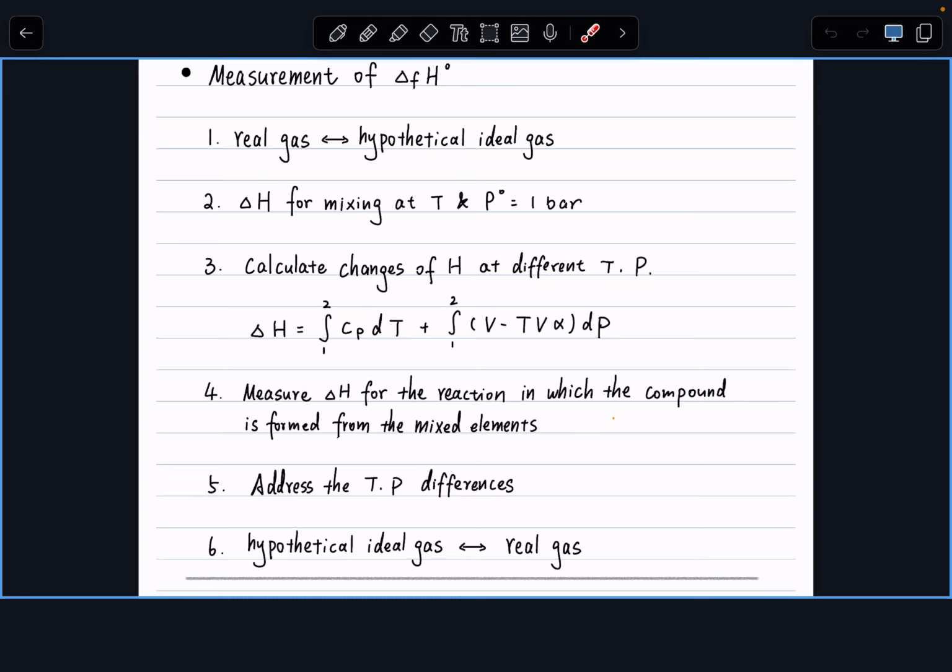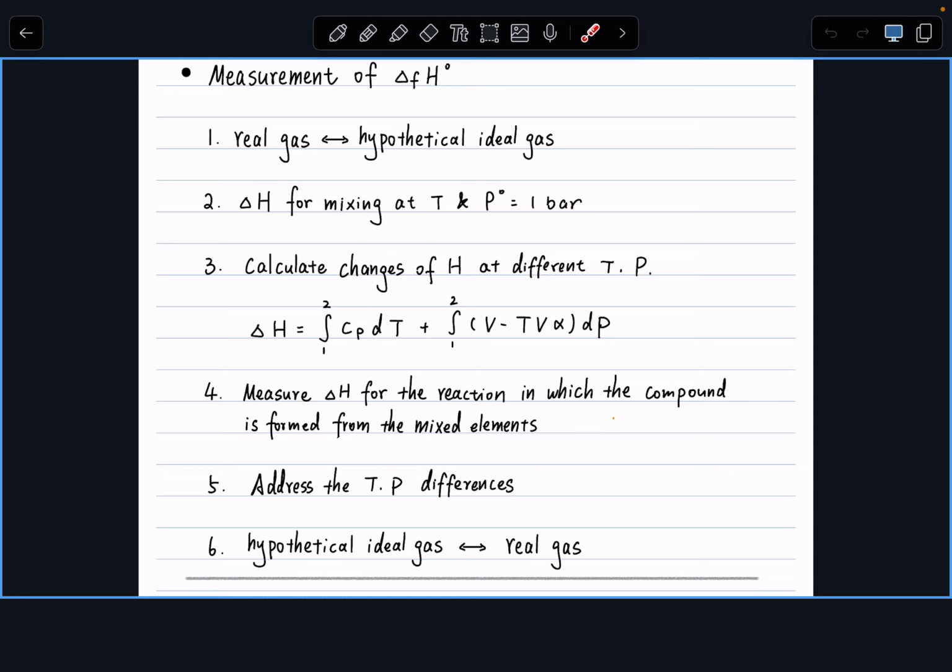I think let me just remove this one to the other end. So this one should be hypothetical gas into real gas. This one is real gas. Go back to ideal gas. All right, so for this step, it looks very complicated. Just think about what we have.